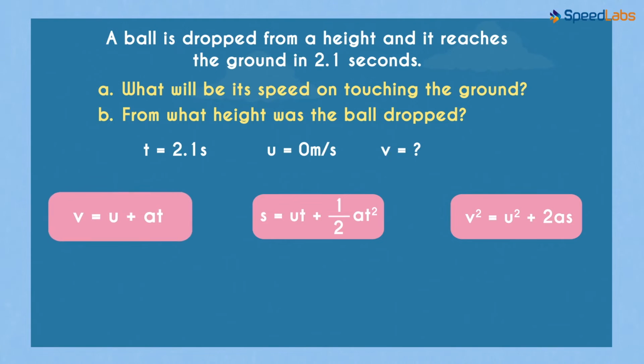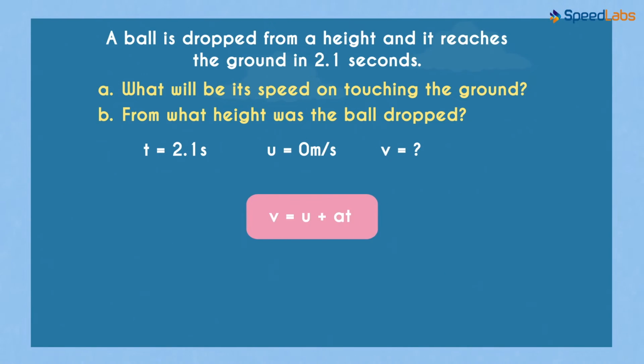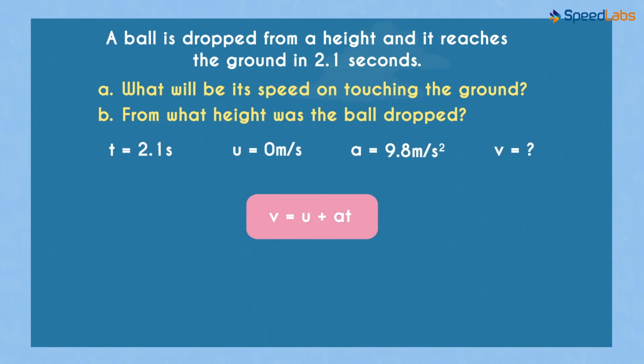Yes, the first one. v is equal to u plus a times t. We have the value of u and t, but what about a? As the ball is dropping to the earth, a will be the acceleration due to gravity. And that's 9.8 meters per second squared.